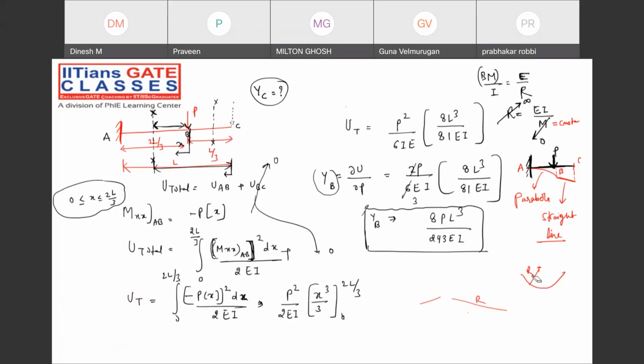Now, my friend, once it is done, please let me know. At point C, we need to find the deflection. Suppose you are calculating with respect to B: YB plus theta B into L by 3. What will be the delta C with respect to B? Zero, right?